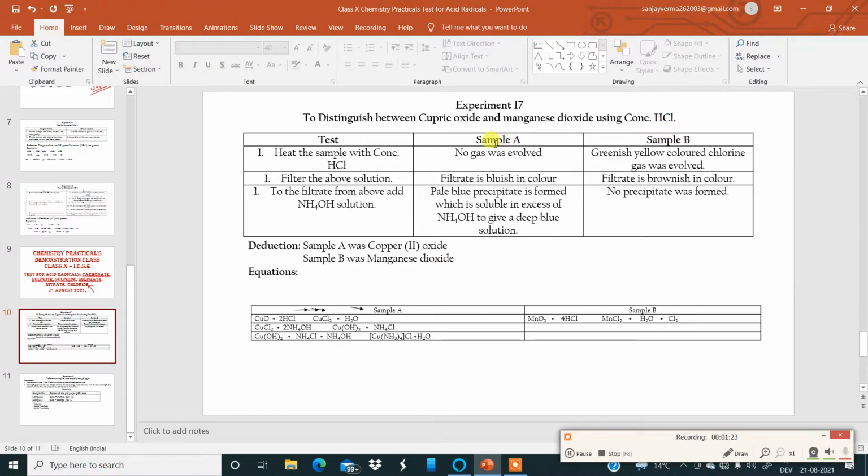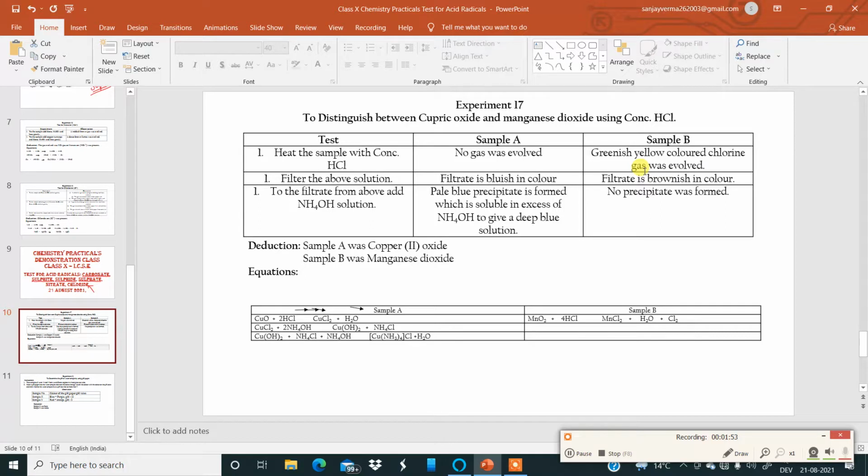Now if you look at the middle column over here, to sample A, when concentrated HCl was added and heated, no gas was given out. But to sample B, when concentrated HCl was added and heated, a greenish yellow colored gas is supposed to come out, and that greenish yellow gas is because of the evolution of chlorine gas.